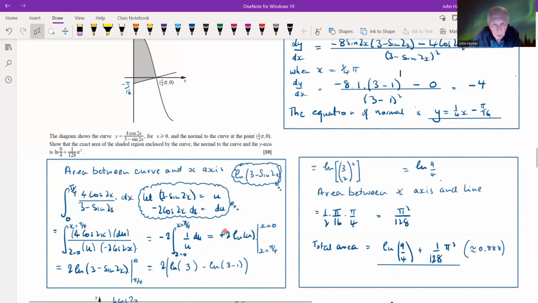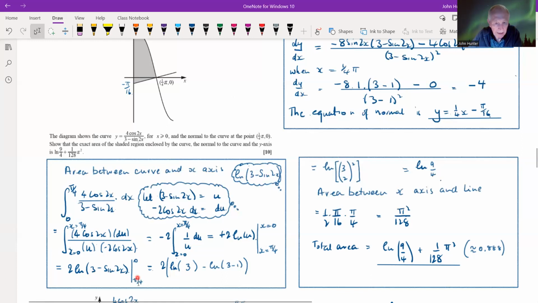So that's what we've got, having integrated 1 over u du. That is one of our standard logs that we should be able to remember. So that's going to be 2 natural log of u between these two x limits. And then we can convert back by substituting back our u, we've got 2 natural log of 3 minus sine 2x between pi by 4 and 0.